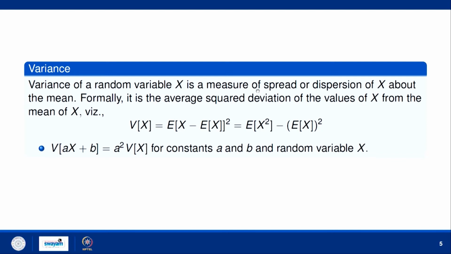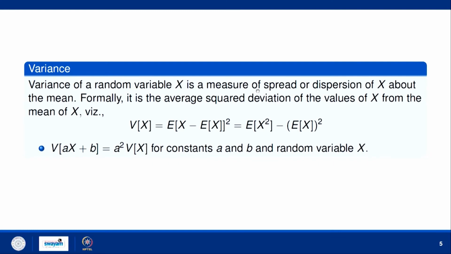Now, let us come to variance. How can you find the variance of a random variable X? The variance of a random variable X is a measure of the spread or dispersion of X about the mean. Mean is nothing but the expectation of X. So, how much the random variable is dispersed, this spread about the mean, is measured by the variance of X, and mathematically it is given by the expectation of (X minus mean) whole square. That means it is simply the average squared deviation of the values of X from the mean of X.